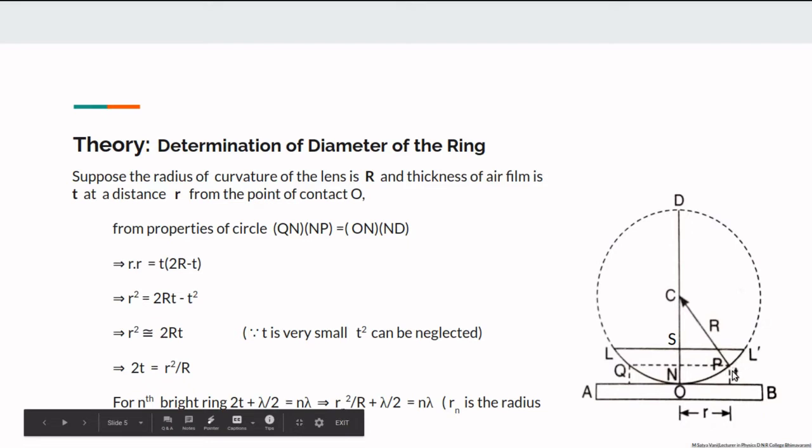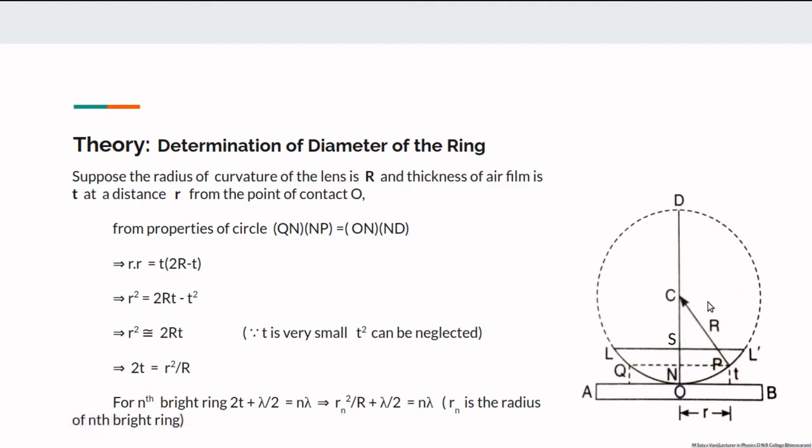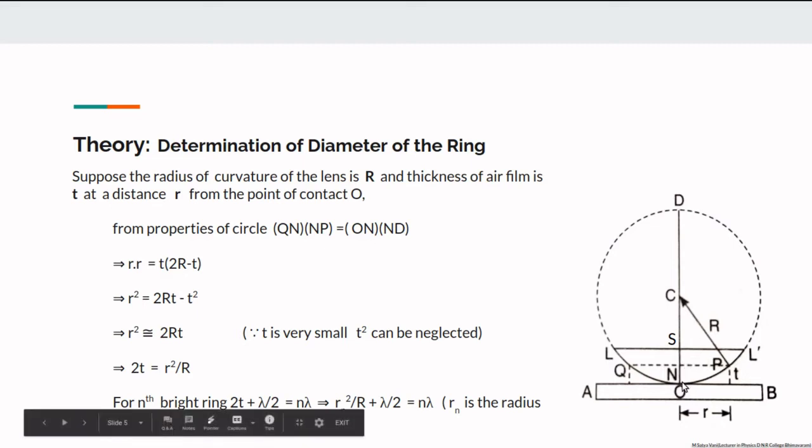This is equal to the thickness of the air film t. Therefore, ON is also equal to t. The total distance OD is the diameter, that is 2R. This part is t. Therefore, ND is equal to 2R minus t. ON is equal to t, OD is equal to 2R. As ON is equal to t, the remaining part ND is equal to 2R minus t.